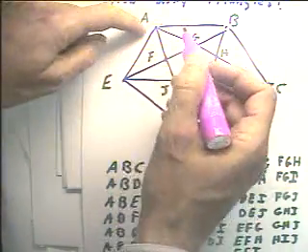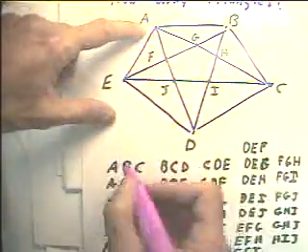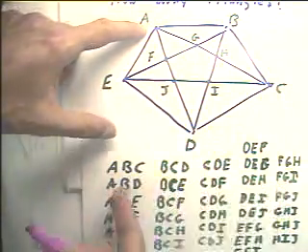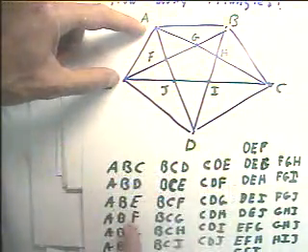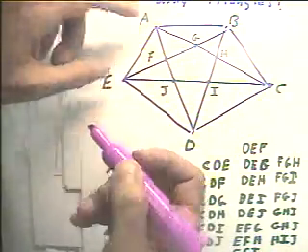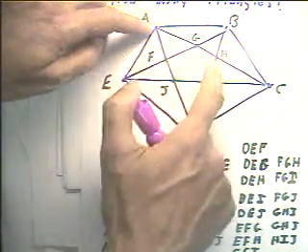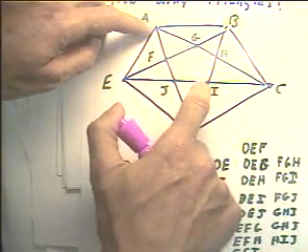But let's look at A, B, C. Does A, B, C form a triangle? Well, sure, there's A, B, C, and we can get right back to A. So that one's good. What about A, B, D? Well, sure, A, B, D works. What about A, B, E? Yeah, that works. That's a triangle. What about A, B, F? That's perfectly good. And A, B, G is a good triangle, and A, B, H is a good triangle, and A, B, I. Oh, there's one that isn't.